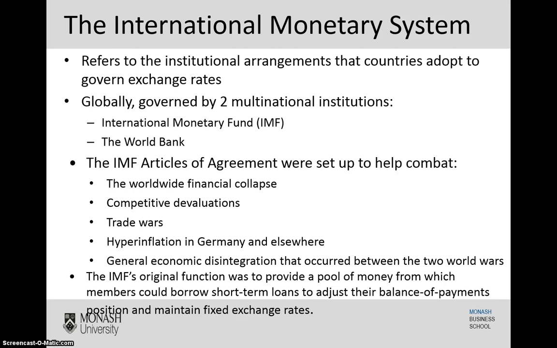There'd been a series of competitive devaluations, especially after World War I, where effectively the governments, to try and increase the viability of their economies, had boosted exports by deliberately devaluing the value of their own currencies to make those exports more attractive and to try and boost their overall economy.